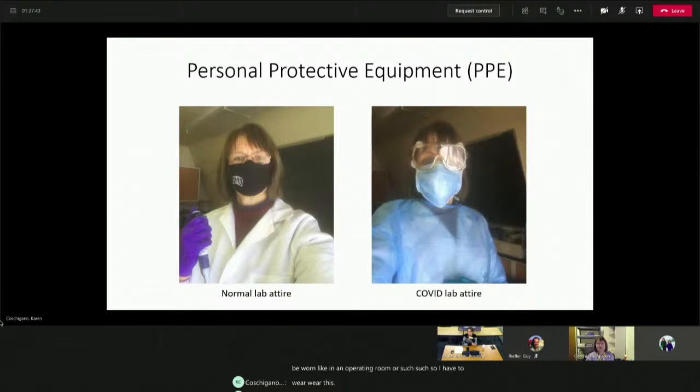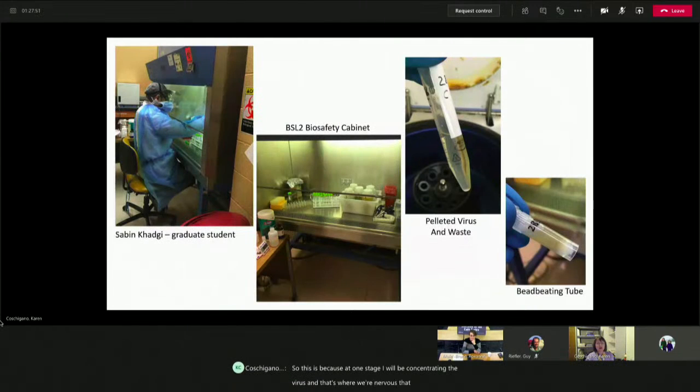So I have to wear this, because at one stage I will be concentrating the virus, and that's where we're nervous that it could be a biosafety issue. Just hanging out in the wastewater, there's really not a large enough load free in the wastewater to really be of too much concern. Although you notice Guy's students, they still all dress up as well. We don't want to risk anything. But we in the lab will then concentrate it and try to pull it out and try to reduce the volume that we're working with.